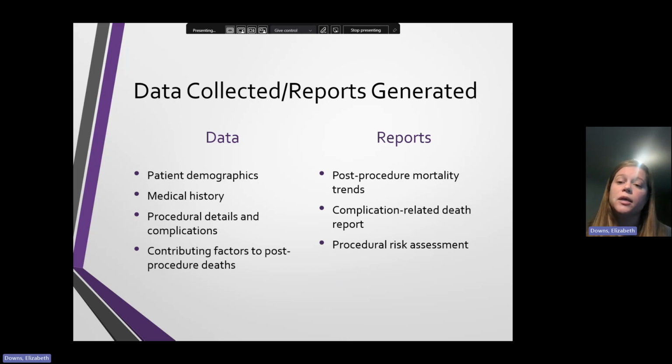Second, a complication-related death report provides a breakdown of post-procedure deaths linked to specific complications, assisting healthcare providers in understanding the impact of various complications on mortality. Third, a procedure risk assessment report evaluates the risk associated with the different types of procedures, aiding physicians in making informed decisions regarding patient selection and procedure planning.